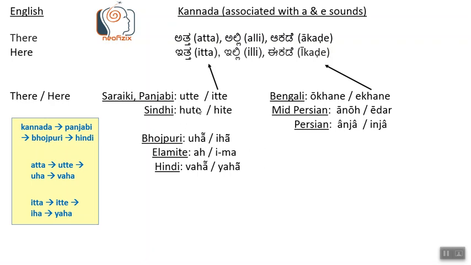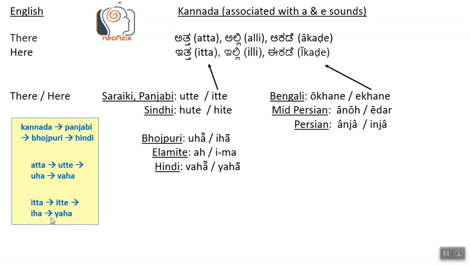And in Elamite, they have close sounding words, ah and ima. Ah is there, like atta. And ima is like illi or ikade. So the a and e sounds are there. But in Hindi, it becomes vaha and yaha. So possibly the derivation goes from Kannada, Punjabi, Bhojpuri to Hindi. So Hindi's word may be derived like this. The Kannada word atta, which means there, becomes utte in Punjabi and uha in Bhojpuri, and uha can become vaha by transformation. And similarly for the word here, itta in Kannada becomes itte in Punjabi and iha in Bhojpuri, and iha becomes yaha in Hindi.